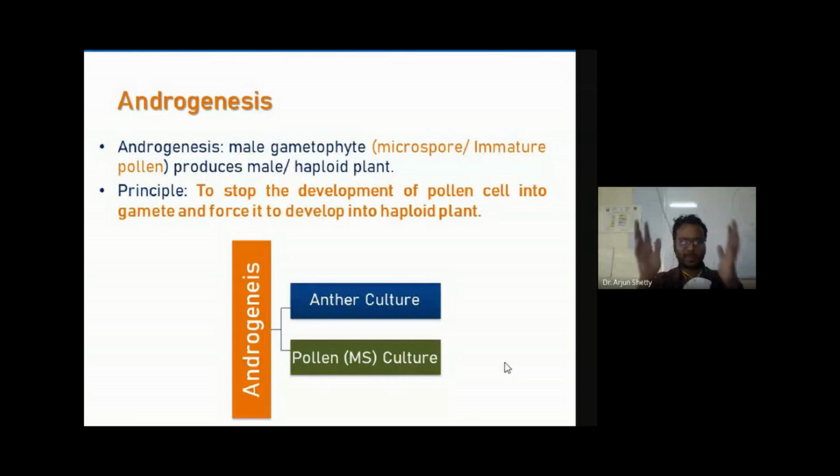What is the main principle behind androgenesis? The main principle is to stop the development of the pollen cell into gametes. What usually happens during fertilization, as you would study, when the pollen tube reaches the ovary? Two male gametes are formed from the pollen, right? One will fuse with the egg cell, and another will fuse with the polar nuclei, right?